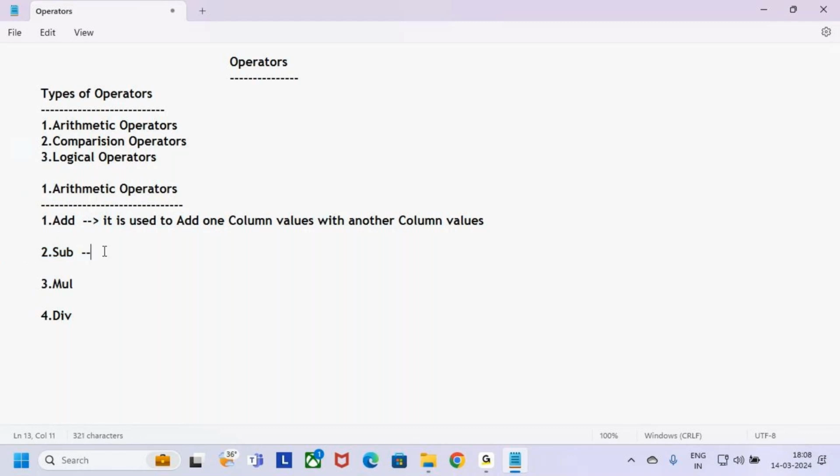And next one is subtraction. Now what's the functionality of subtraction? It is used to get the difference between the two values.